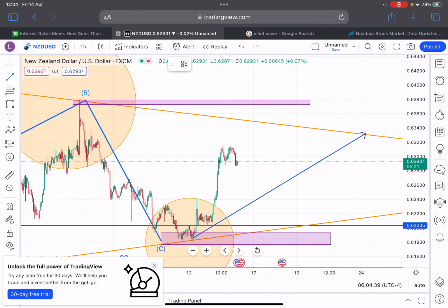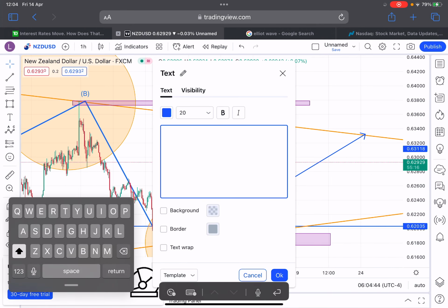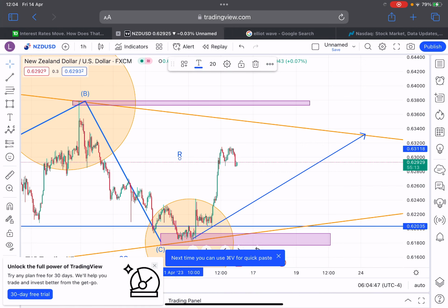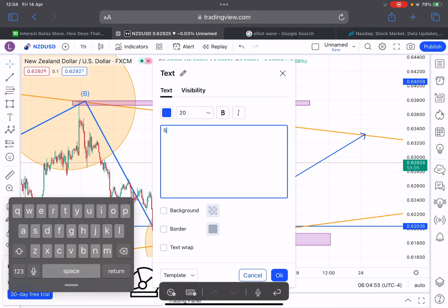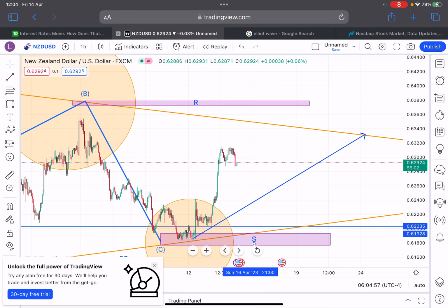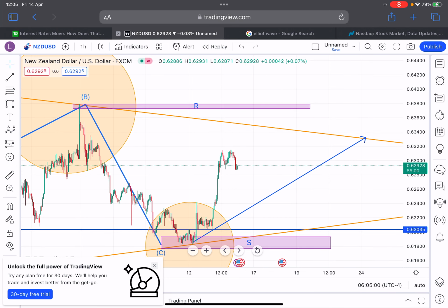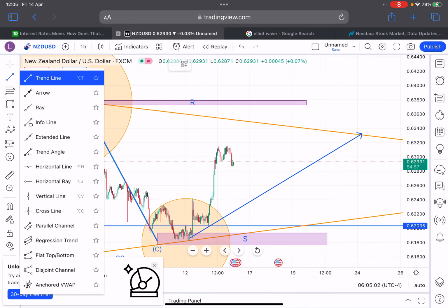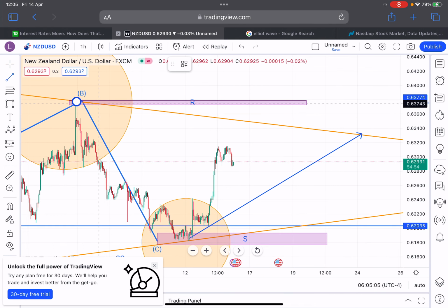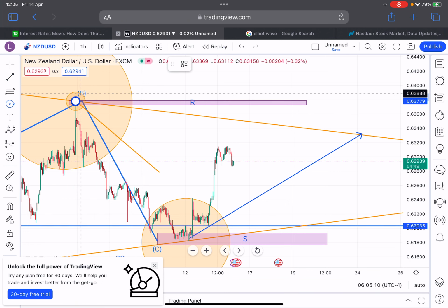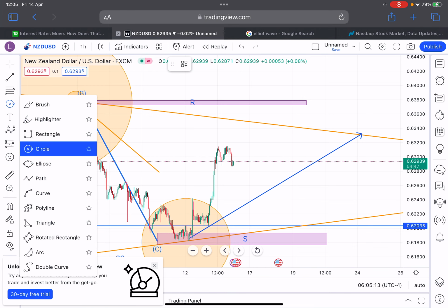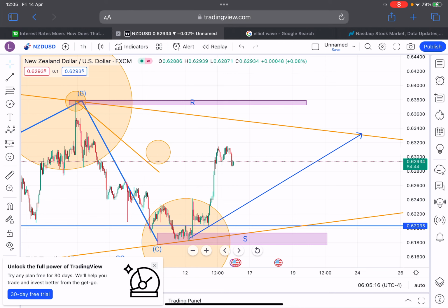And then on the resistance, let me write this so that it will be easy for you to see. This is our resistance, and then we have our support down below. We have our support right here on H1, remember. So from the resistance we have our touch one. Let me highlight our touch one that we have. This is our touch one from the resistance on H1, and then we are looking for touch 2.